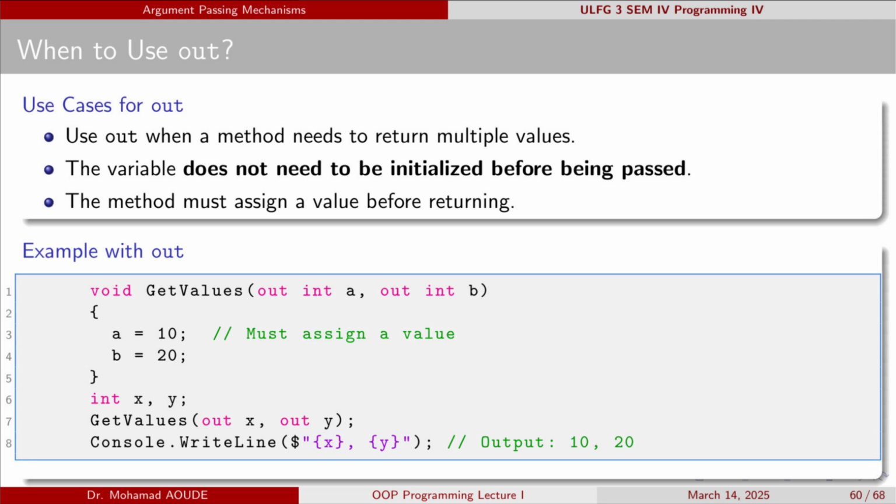Use out when a method needs to return multiple values. The caller does not have to initialize the variable beforehand. In this example, GetValues(out x, out y) assigns 10 and 20 to the variables. Out is a fantastic way to efficiently return more than one value from a method.